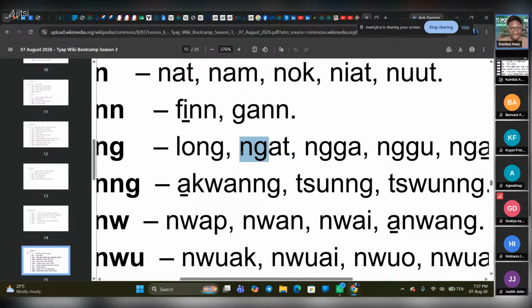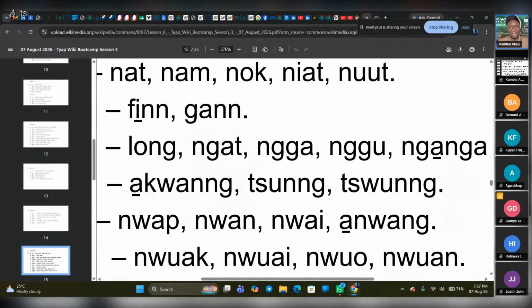This is ngat, not ngat, and then this is nga. But if we have only one G, that is nga. And then we have ngu. So some of us will spell NGU. That will be ngu under the Tyap orthography. But then for you to be able to have a G sound, you have to have the ng sound. Then we have G itself.